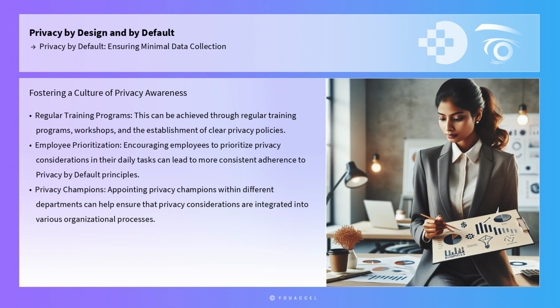In addition to tools and frameworks, fostering a culture of privacy awareness within organizations is crucial for the successful implementation of privacy by default. This can be achieved through regular training programs, workshops, and the establishment of clear privacy policies. Encouraging employees to prioritize privacy considerations in their daily tasks can lead to more consistent adherence to privacy by default principles across the organization. Moreover, appointing privacy champions within different departments can help ensure that privacy considerations are integrated into various organizational processes and decision-making.